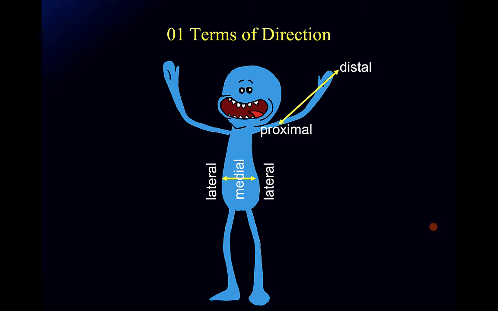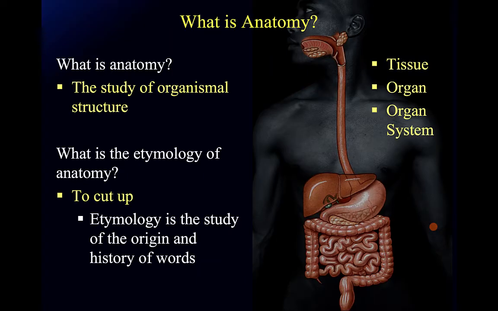Hi, welcome to our lecture on terms of direction. This is the first part of Chapter 1, and here we're going to be taking a look at how we talk about the location of different body parts. We're going to begin actually with a little bit of an introduction to anatomy. So we're going to start off with some definitions.